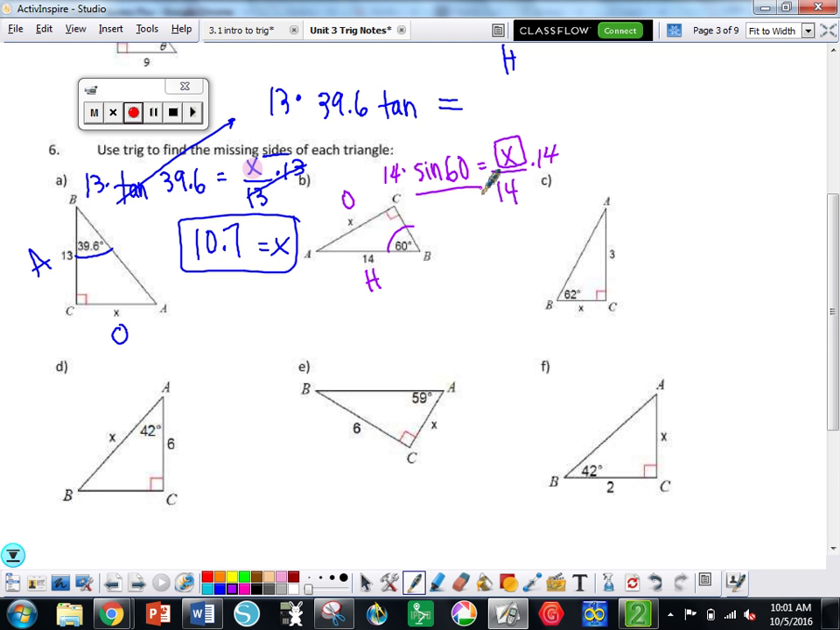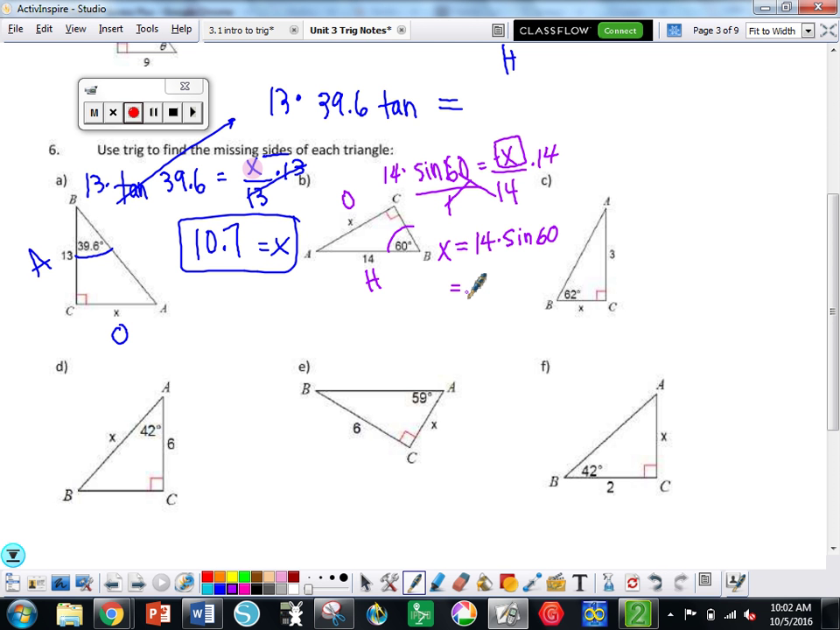Now you could kind of look at this like a cross multiply problem if you wanted to. If I put a 1 underneath that and I cross multiplied, 1 times x would just be x, right? And if I cross multiplied over here, wouldn't it still be 14 times the sine of 60? The idea of cross multiply might help us later, and I'm sure we'll get there in just a minute.